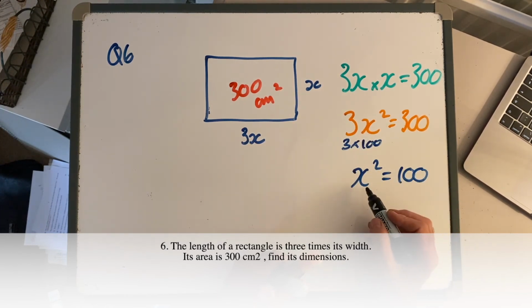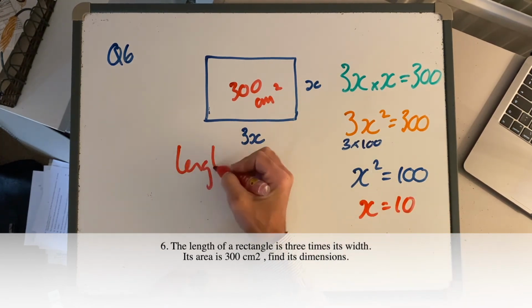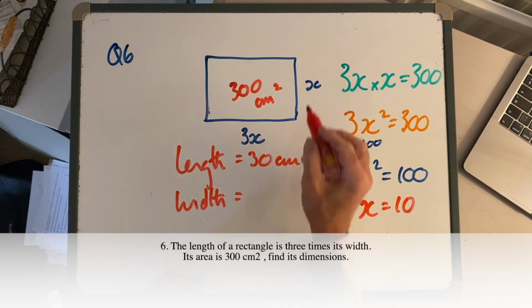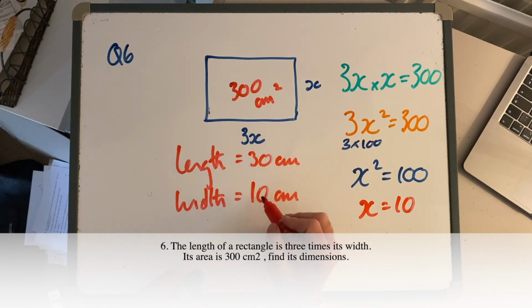x squared means something times something equals 100. The same number multiplied by itself equals 100. So what number multiplied by itself is 100? 10. And then we write in the dimensions. Length, 3 lots of 10, 30 centimetres. Width, x, 10 centimetres. And you can always check, 30 times 10 is 300.